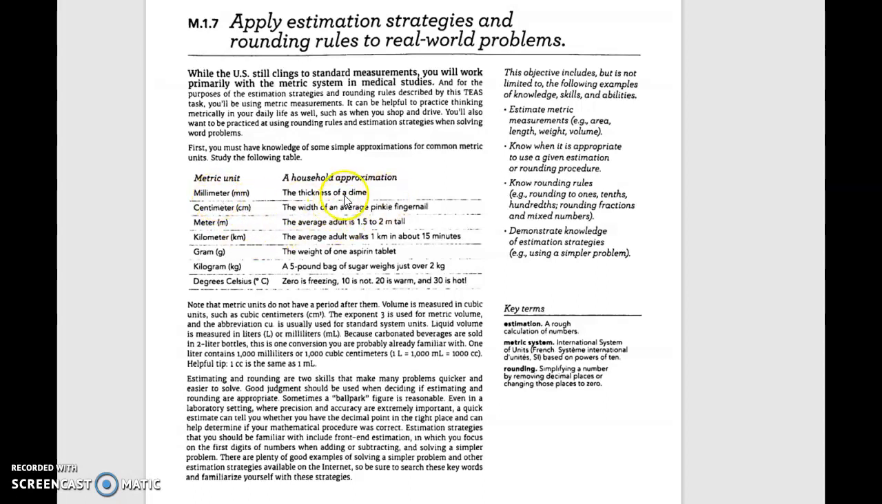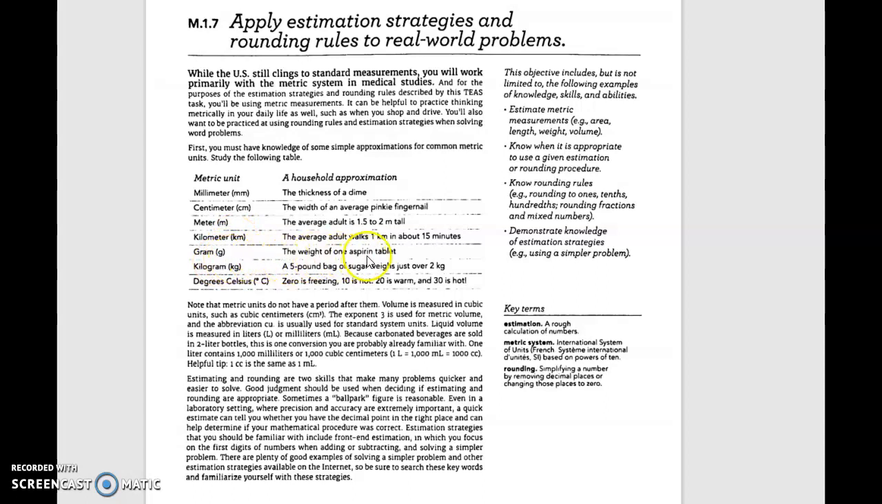1 millimeter is about the thickness of a dime. That's also about 3/64 of an inch. A centimeter is about 25/64 of an inch, and it's also about the average width of your pinky fingernail. 1 meter is about 39 inches in length, so it's a little more than 1 yard, which is 36 inches. A kilometer is about 2/3 of a mile. The average adult walks 1 kilometer in about 15 minutes. Some will go faster, some will go slower, so just know that a kilometer is about 2/3 of a mile.